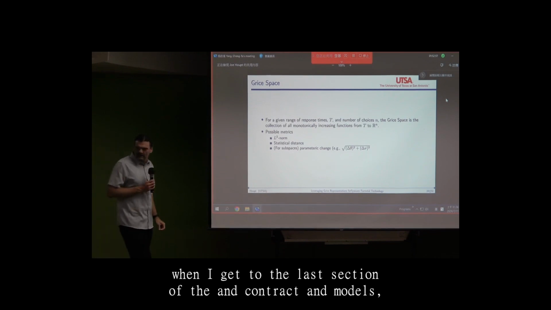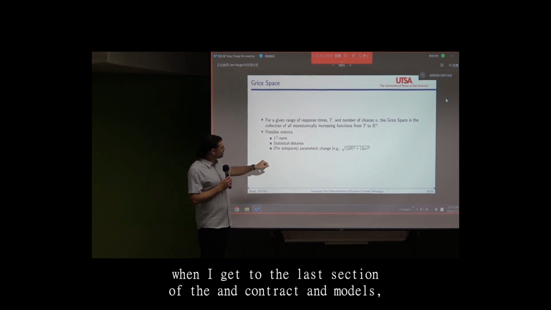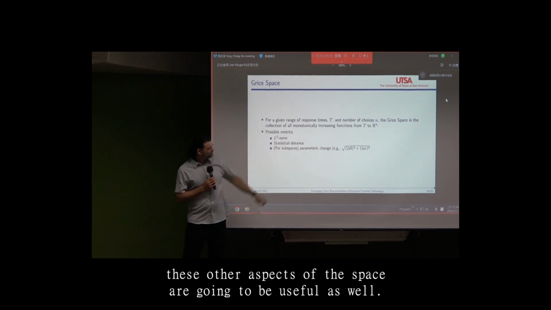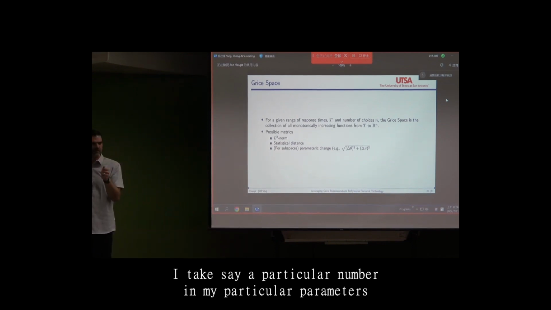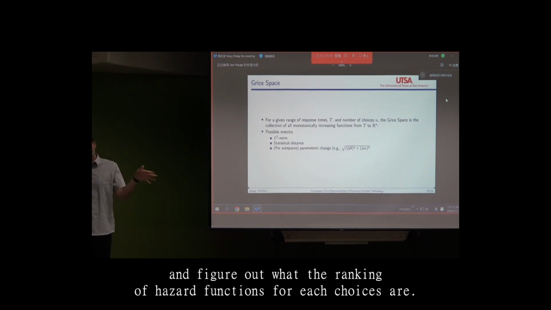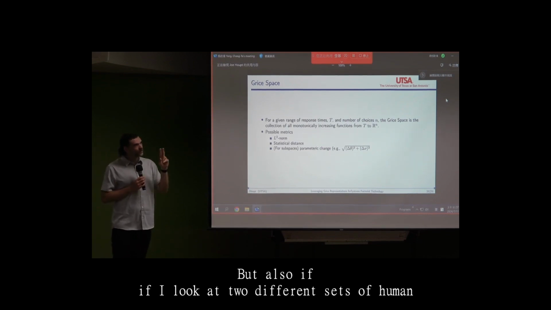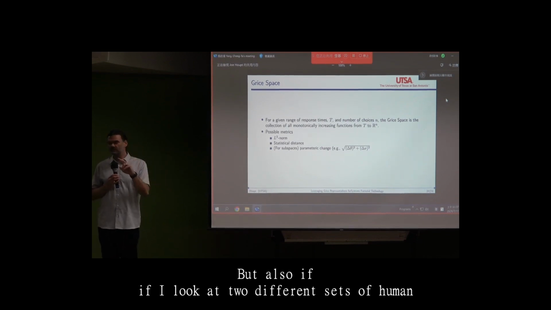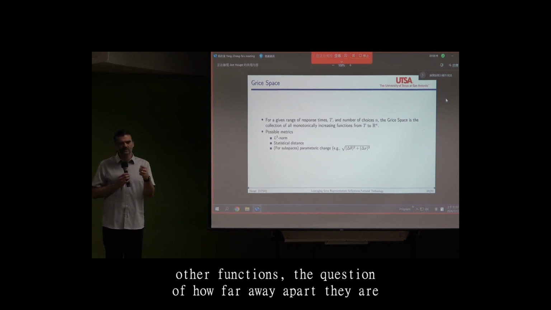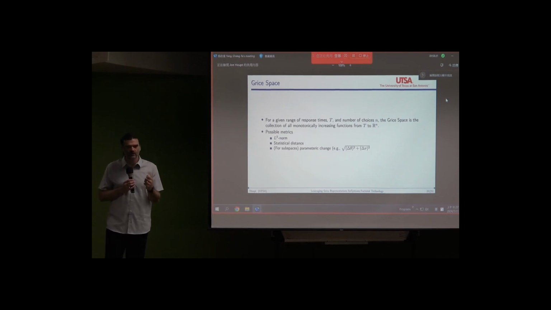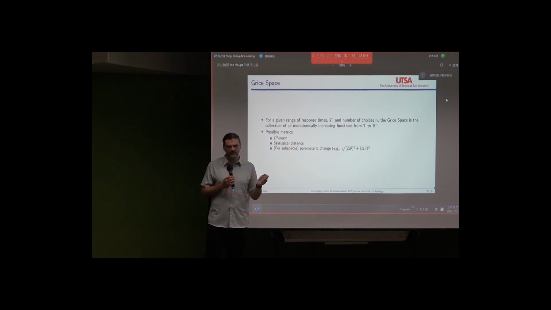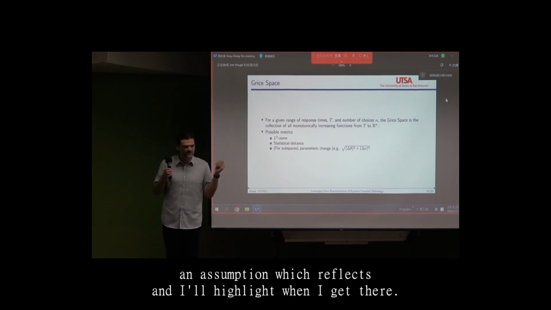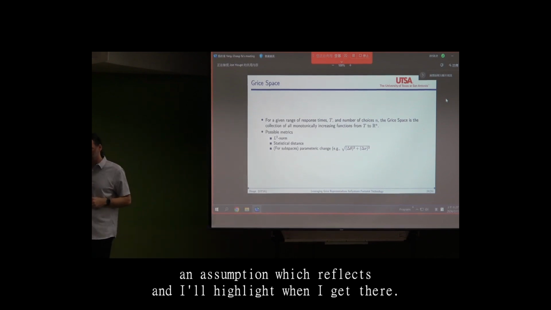When I get to the last section of the talk on coactive models, these other aspects of the space are going to be useful as well. In particular, not just that I take, say, a particular LBA model with particular parameters and figure out what the right cumulative hazard functions for each choice are, but also if I look at two different sets of cumulative hazard functions, the question of how far apart they are gives us some properties of that space that end up making it convenient to do things like essentially derivatives. And I'll highlight the value of that when I get there.